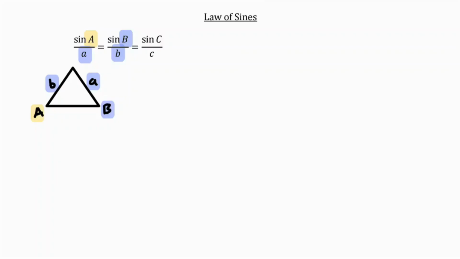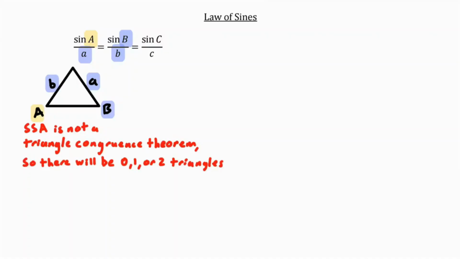Notice that we have all of the B's. If we have all the B's and one of the A's, then we can solve for angle A. Likewise, if we have all the C's and side A, then we can solve for angle A. Now, the highlighted blue part from geometry is known as side-side-angle, or angle-side-side. And from geometry, this is not a triangle congruence theorem. So there will be 0, 1, or 2 triangles.